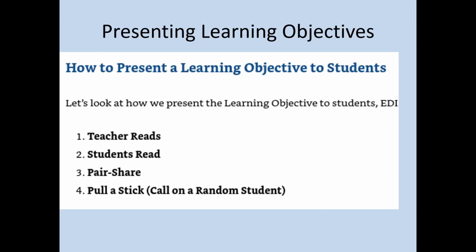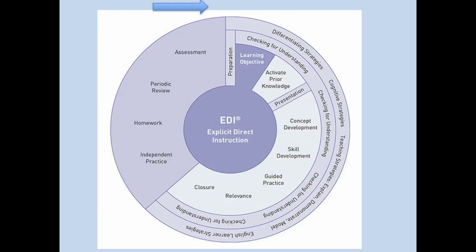You'll read the objective. You'll have students read the objective with you, have them pair share, and then call on a random student to read you the objective one more time. See if they can do it without looking, but if not, have them read it straight from the board. But we always, just like anything, we teach and we check, even in the learning objectives.